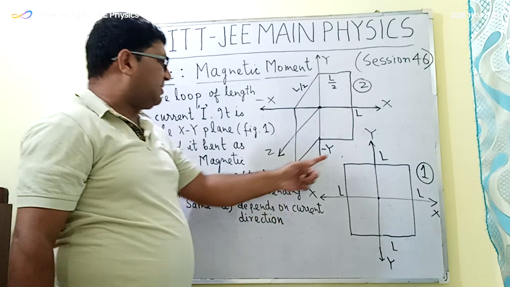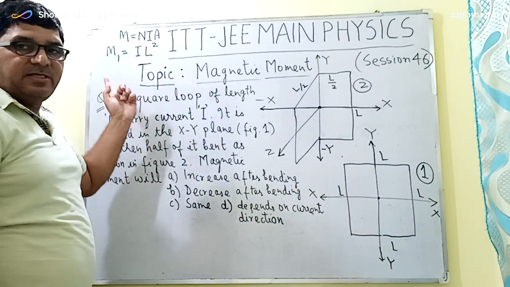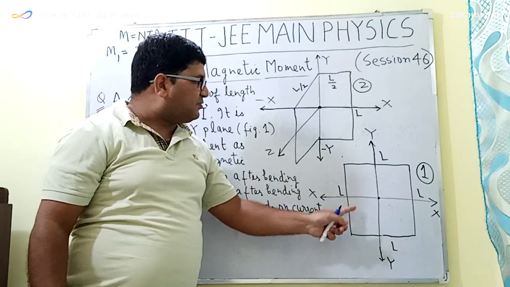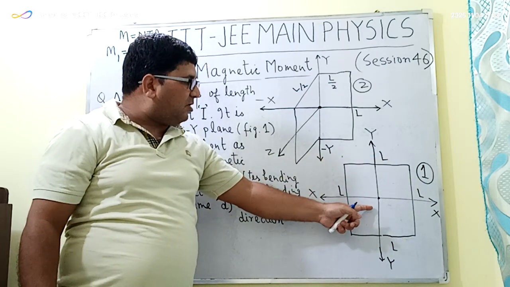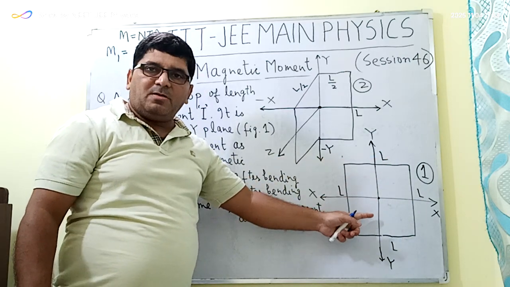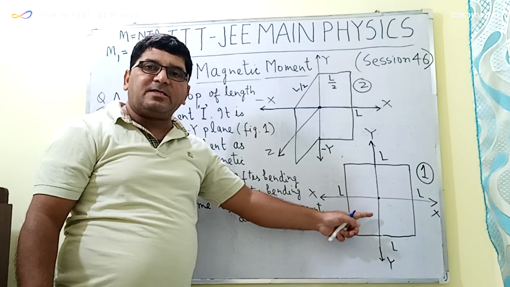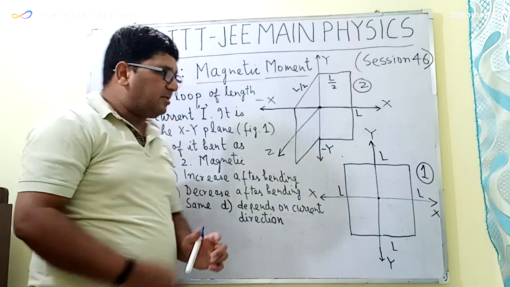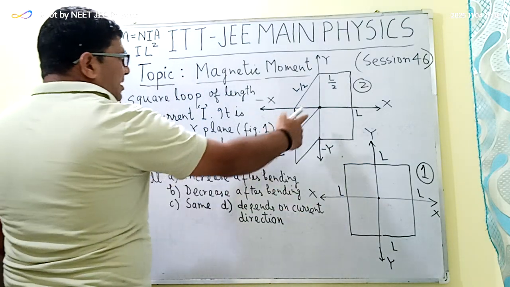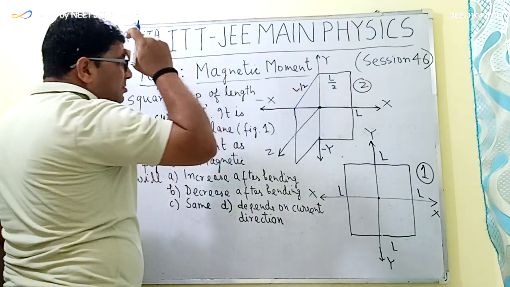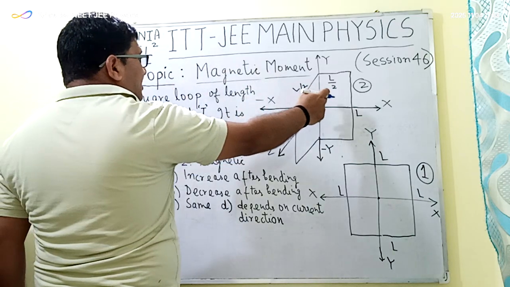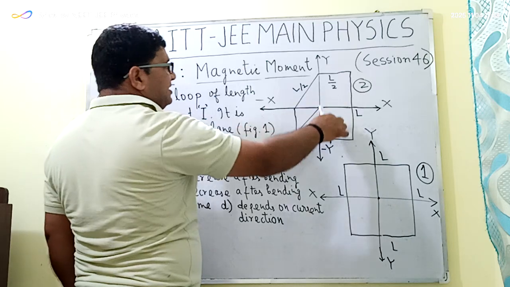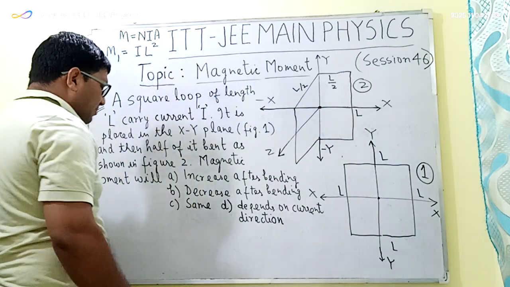Now let us come to the second case. The direction of the magnetic moment is given by the right hand thumb rule, and since it is lying in the XY plane, the direction of the magnetic moment due to this current carrying square loop will be along the Z direction. Now let us come to figure number 2. Here this square loop is bent in such a way that half of the loop is lying in the XY plane and the other half is lying in the YZ plane.